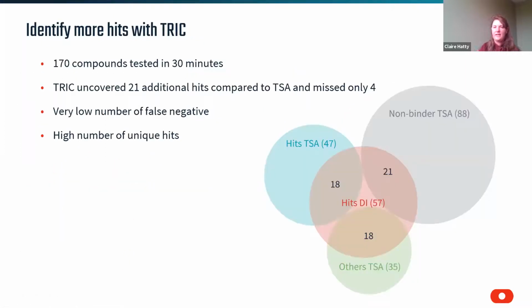So just to summarize, that's 170 compounds tested in 30 minutes, and TRIC uncovered 21 additional hits compared to a traditional thermal shift assay, and it only missed 4 hits. So there were a very low number of false negatives and a high number of unique hits for the technology.